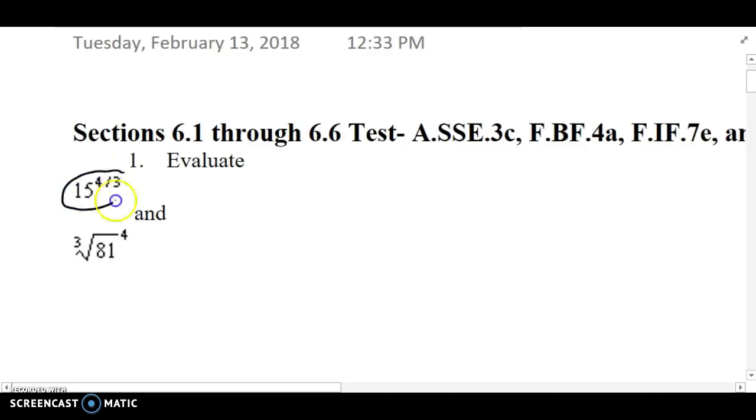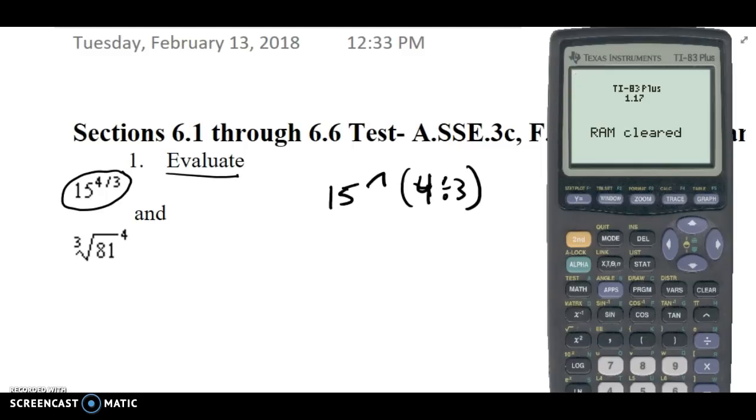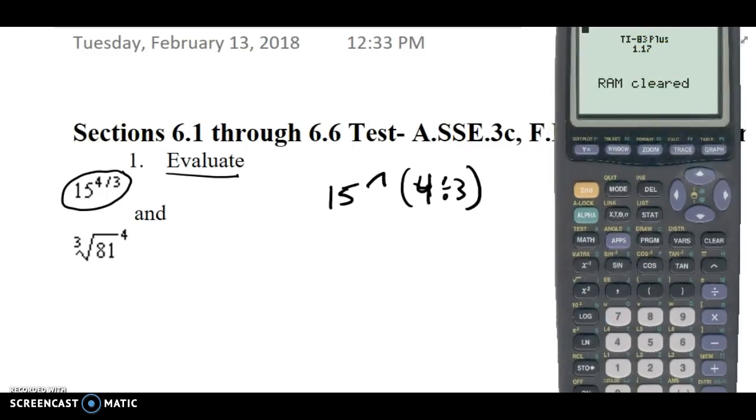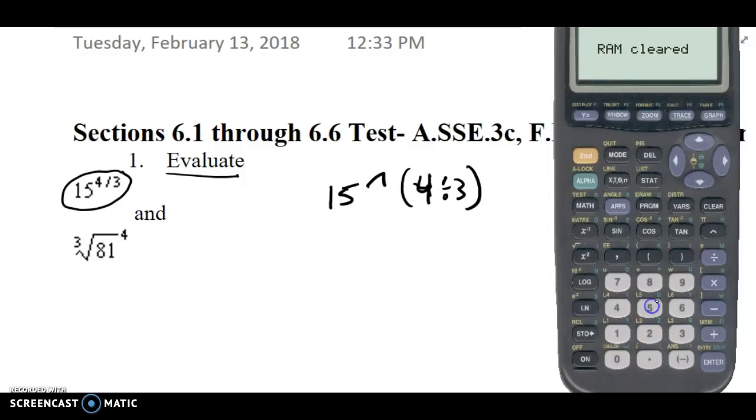So our first question is here. It says to evaluate. This is very similar. I think this is actually some questions from Quiz A. Again, I'm going to change the numbers when we get to the test, but we're going to just put it in the calculator as shown. So let's get this up here.